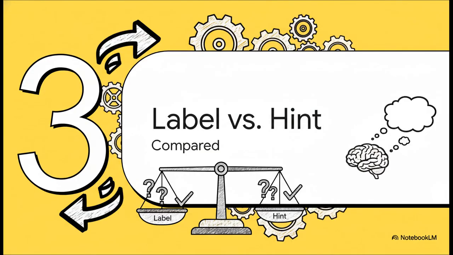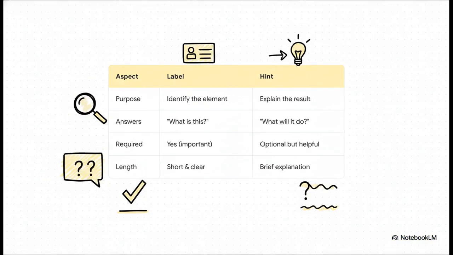All right, we've looked at them one by one. Now for the main event. Let's put them side by side and really nail down the differences. I promise, this is where it's all going to click. This table just lays it all out perfectly. Let's walk through it. First up, purpose. The label is all about identity. The hint is about the result. Simple. Next, the question it answers. We've been over this, but it's key. For the label, it's what is this? For the hint, it's what will it do?